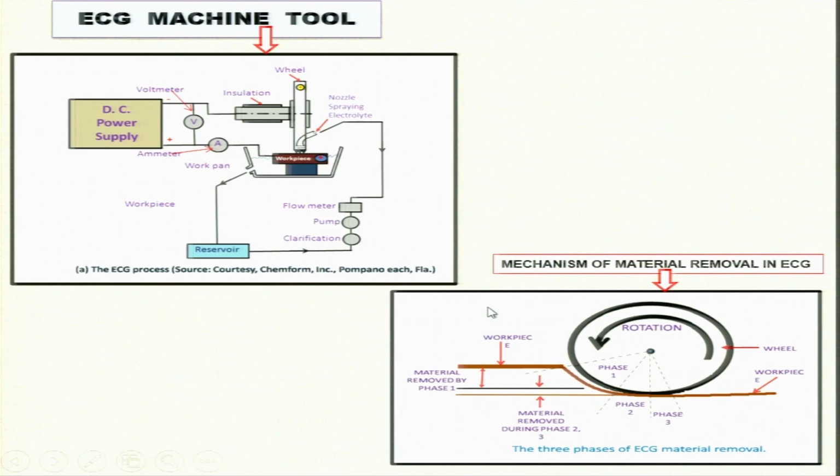Here is a very important figure. The mechanism of material removal in electrochemical grinding can be understood with the help of this. It is rotating in this direction.